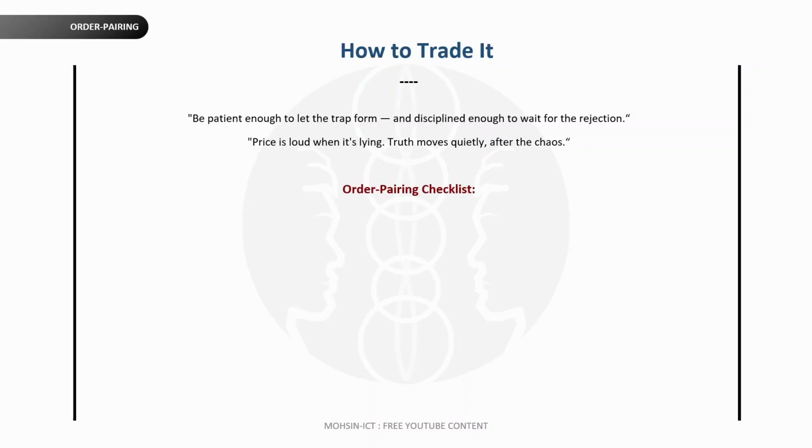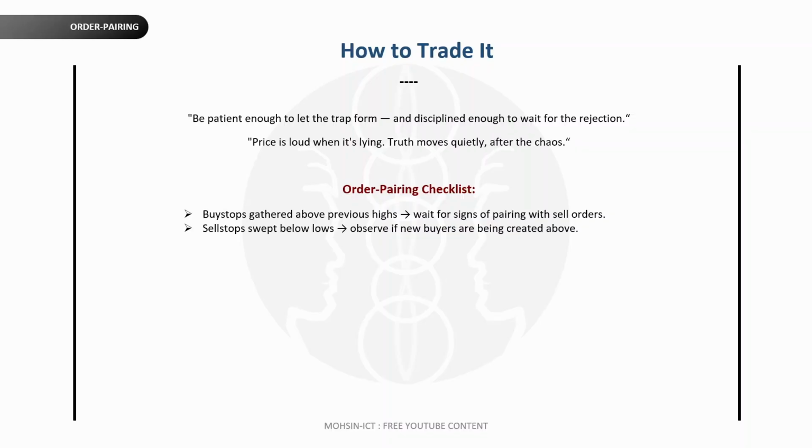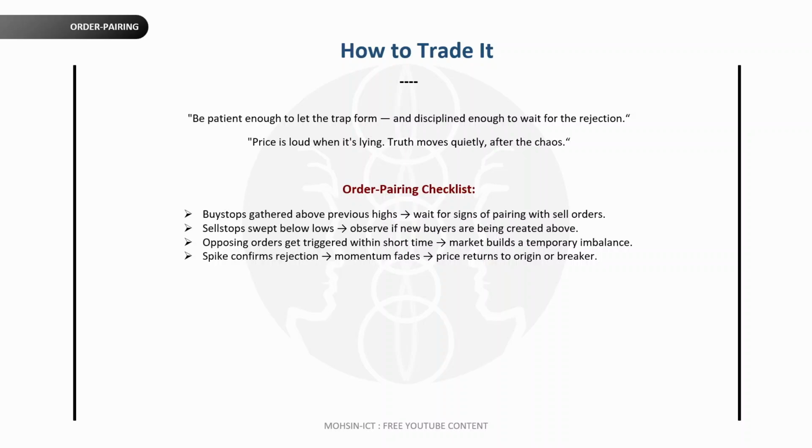Now let's study the order planning checklist. First of all, in a bearish market, we look for buy stops gathered above previous highs, and then we wait for signs of pairing with sell orders. In a bullish market, we look for sell stops right below lows, or observe if new buyers are being created above. Opposing orders get triggered within a short time, and then the market pulls a temporary imbalance. Now this imbalance is our invitation that price is going to give us a nice opportunity to target the opposing side stops. After that, the spike confirms the rejection, and then the momentum of aggressive moves fades.